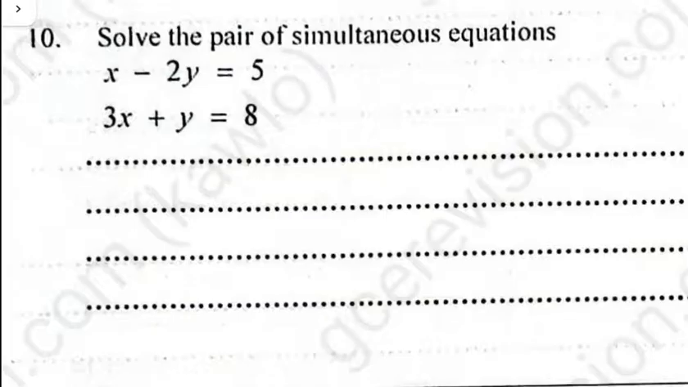Question 10. Solve the pair of simultaneous equations x minus 2y equals 5 and 3x plus y equals 8.